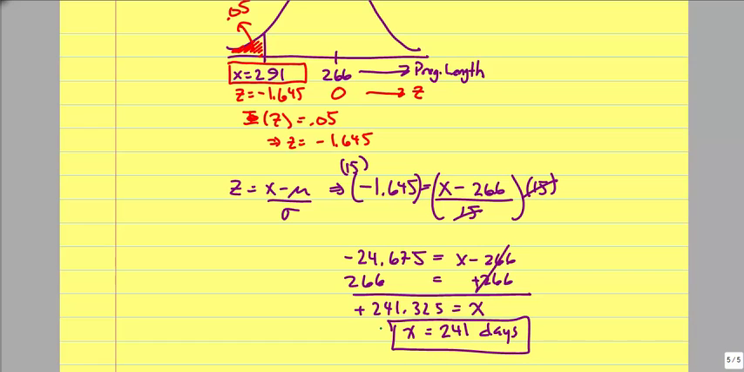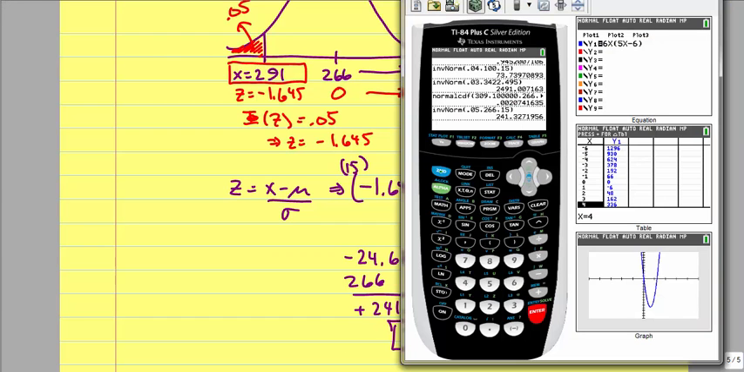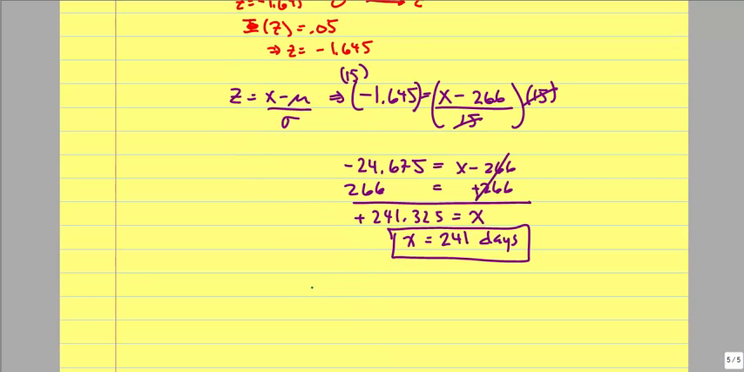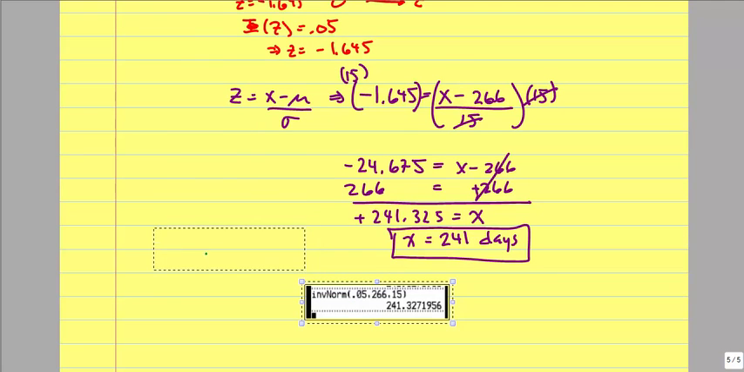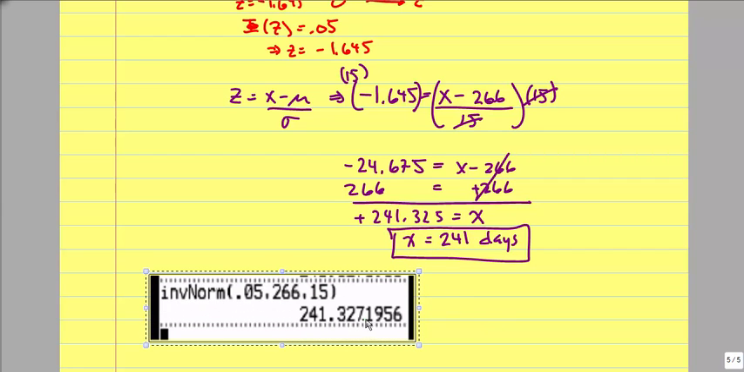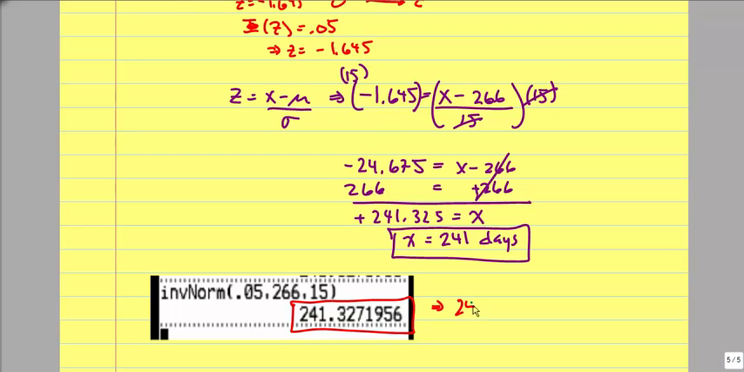Okay, now let's see what our calculator would give us. We would do the same second DISTR. You're going to look at inverse normal. We have 5% in the left tail. My mean is 266. My standard deviation is 15. Let's see what we get here for our answer. And we get 241.327. This one was really close to our actual answer that we got with the normal tables. So 241.325 compared to 241.327 is pretty accurate. Either way, this goes to 241 days. Now, if this was 241.78, you would round that to 242. So be careful how you round there.